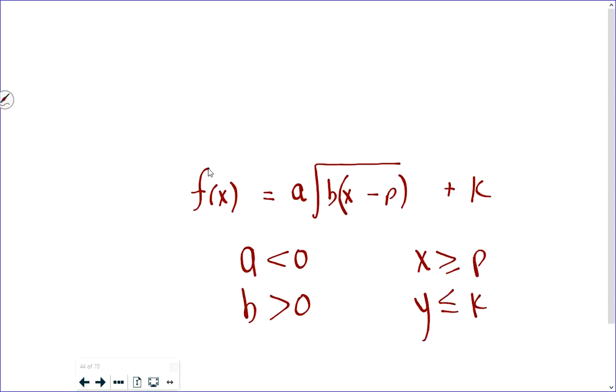Because a is positive, the graph is going to move up. It's going to start at wherever the vertex is and go up. But the vertex will be at p comma k.